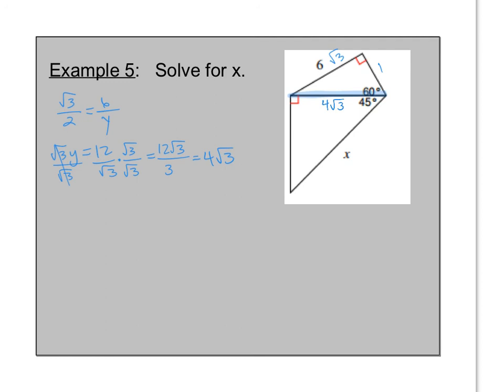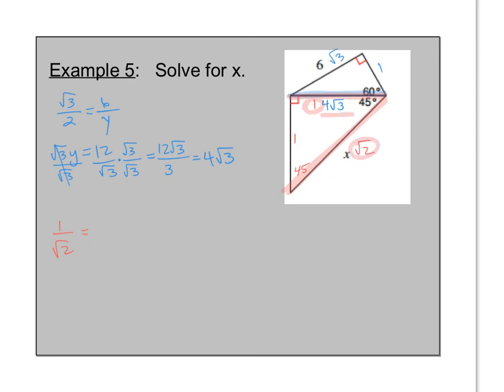Now in x, we have a 45, 45, 90 triangle. And so think about the sides in a 45, 45, 90. Their ratio was 1 to 1 to root 2. And so we're dealing with a ratio of 1 to root 2. Highlight those two sides in red. So we know this side and we want this side. And so again, you can see the 1 and the root 2.